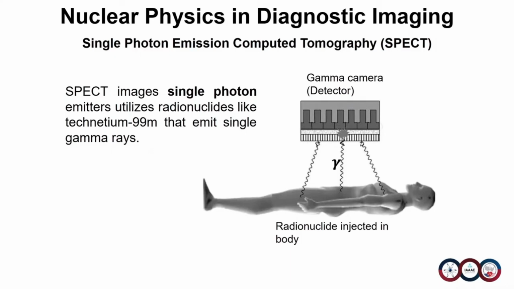And the SPECT, unlike the PET, which uses two gamma rays, uses a single gamma ray emitter. So what is that? It's still a radionuclide. You inject it into the body, but it will decay naturally and emit a gamma ray. The gamma ray is detected by something called a gamma camera, which is again a gamma detector. And it brings the information of the location of the radionuclide. And this can again be reconstructed into an image for diagnosis.